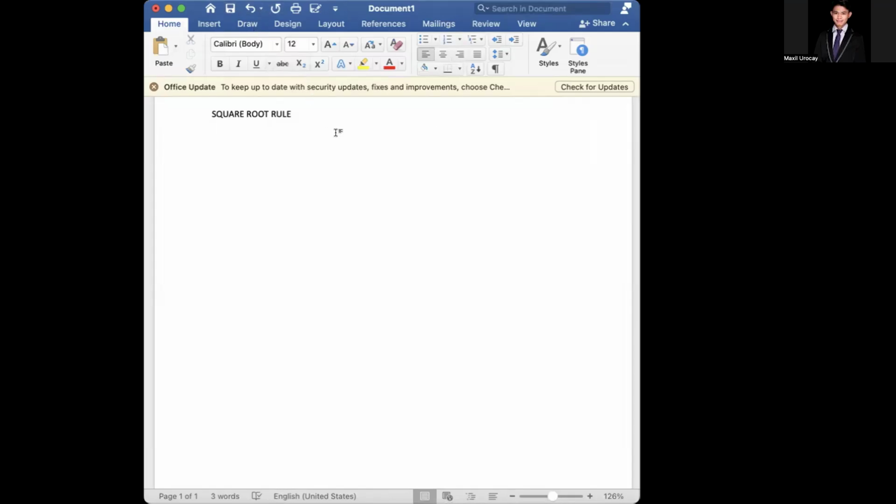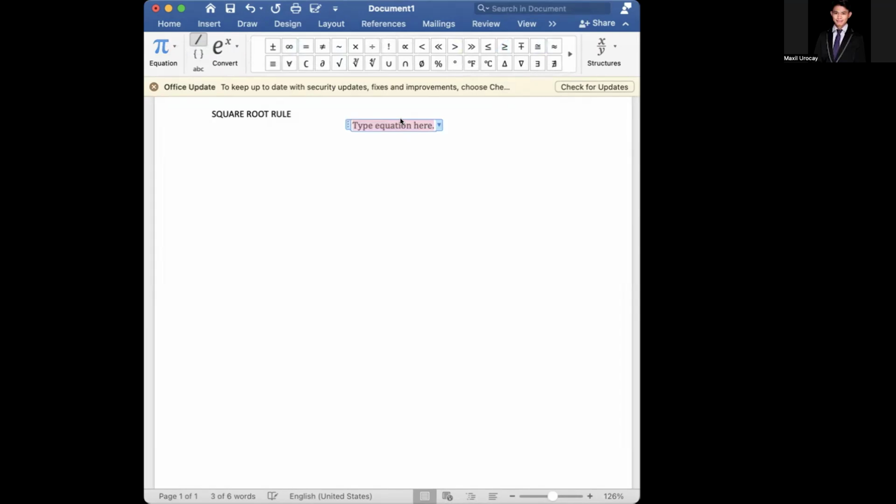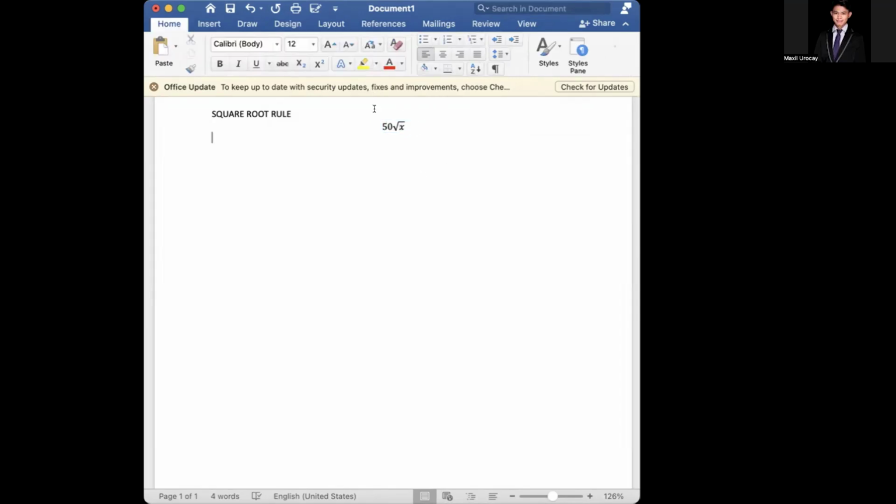Okay. So by the way, this will be the constant square root rule for the derivatives. Say for example, we have a given f of x, which is 50 times the square root of x, for example, something like that. So what will happen with that one? Since this is your given f of x, what will happen right now?